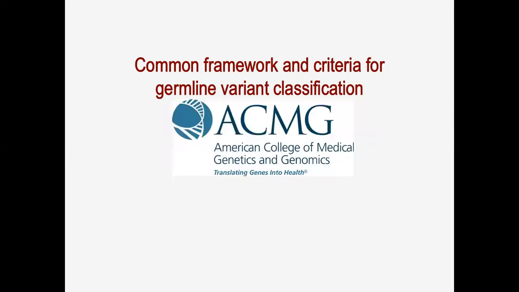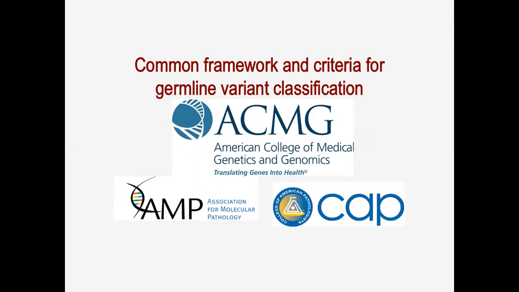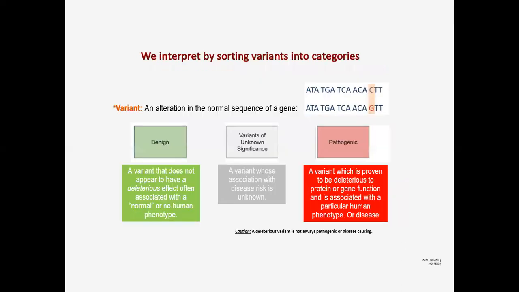To look at all these things, there is a framework which is provided by different institutes, like ACMG and AMP. They provided clinical guidelines for the variant classification, and this variant classification is basically for germline variants. And CAP ensures the quality of the interpretation. They interpret the variants by scoring them into different categories: whether it is benign, variant of unknown significance, or pathogenic.